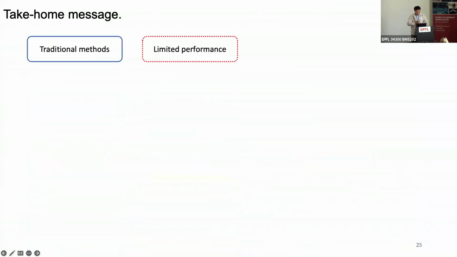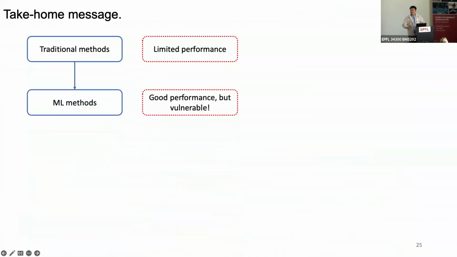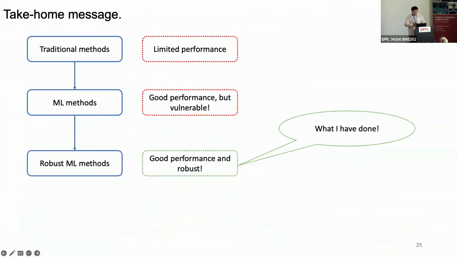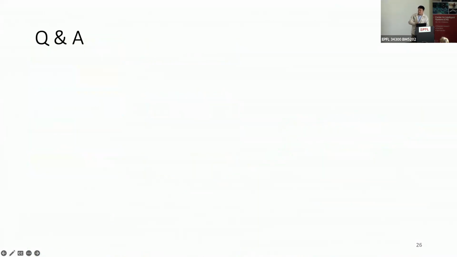Let me conclude here. Traditional methods have limited performance. Now we go to the machine learning times, in which the models could have very good performance, but are vulnerable. In the future, we really need robust machine learning methods, which can have good performance and are also robust against various types of attacks. Thank you.